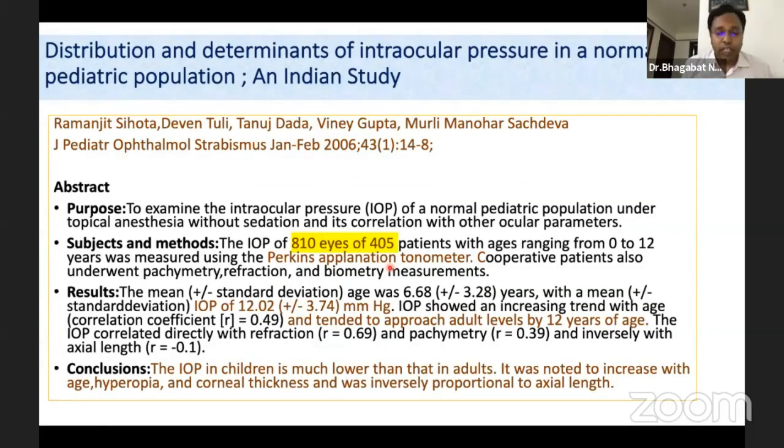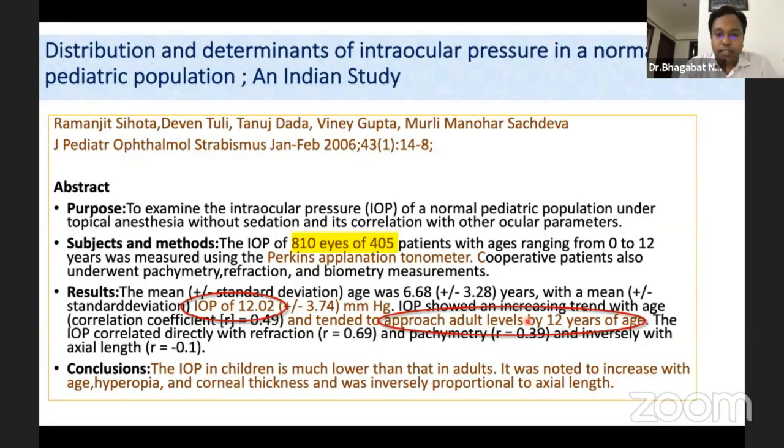There are many papers, but I have selected one paper to put here, because this work is from RP Center, by Dr. Ramanjit, Dr. Deven Tuli, Dr. Tanuta Dada and Dr. Binesha. They examined 405 children, 810 eyes, from 0 to 12 years, and through Perkins tonometry what they found is that the IOP in children is lower, and it tends to approach the adult level by 12 years.